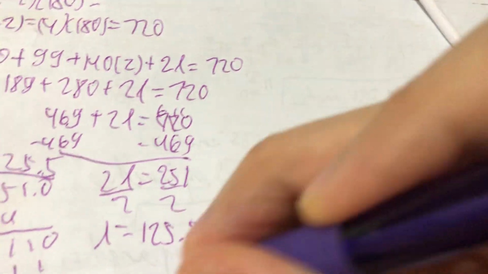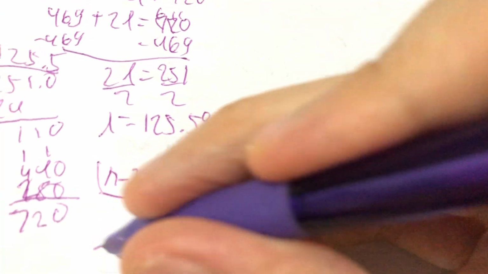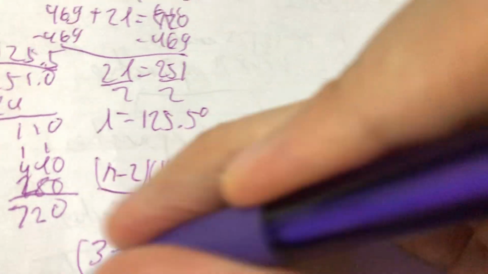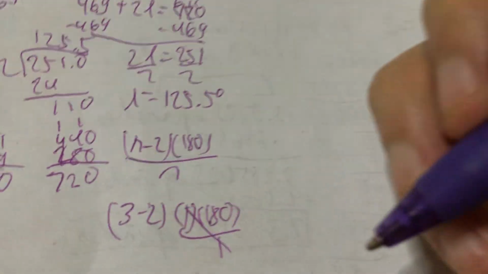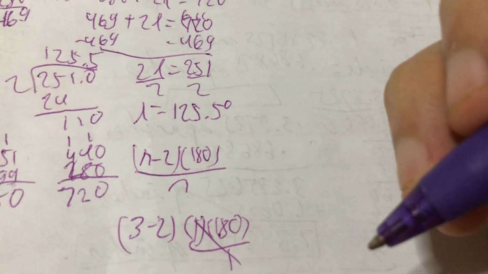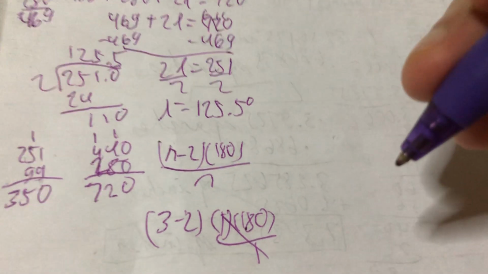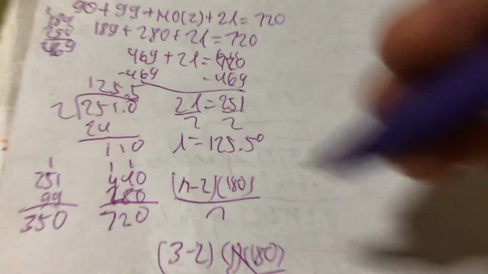Bakit ganon? Kasi if you remember our formula, n minus 2 times 180 divided by n, di ba? If you use 3 as n, 3 minus 2 is 1. So 1 times 180 is 180. And divided by 3, 60 degrees. So therefore, n pertains to the number of sides in a given polygon. And since we're talking about a nonagon, it should be 9 sides.